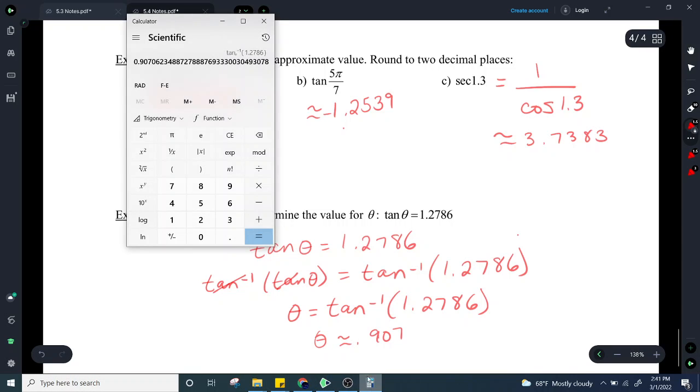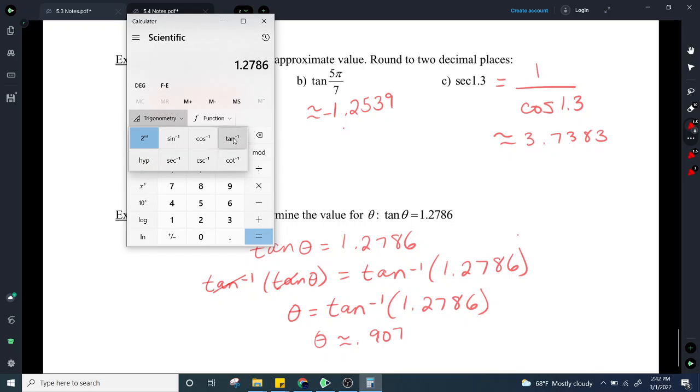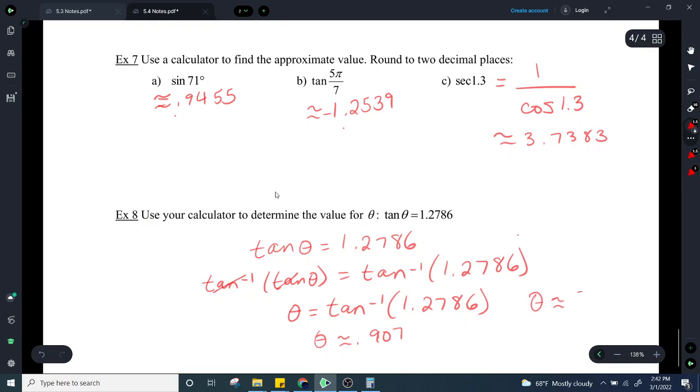So the radian measure for this is about 0.907. If we had put this in degrees, let's try it in degrees. If I change this to degree mode, there it is, degree mode, and I do the same thing, 1.2786, and then second tangent, I get about 51.97 degrees. So in degrees, that would have been about 51.97 degrees. So that's in the first quadrant. That looks about right. 0.907 radians would be in the first quadrant. Your choice, if they don't specify whether they want radians or degrees, which one you prefer. Okay, I think that's it for this lesson, and we will do some practice on those unit circle values tomorrow in class.